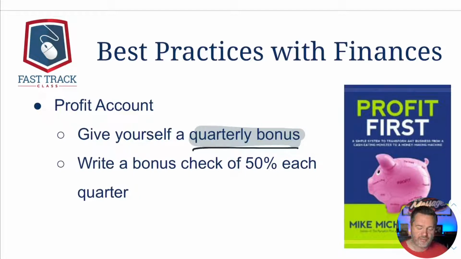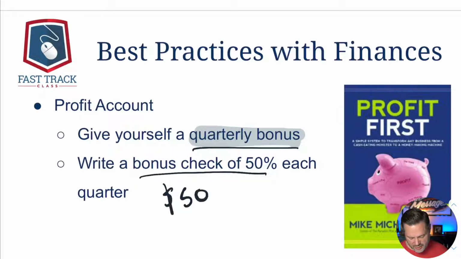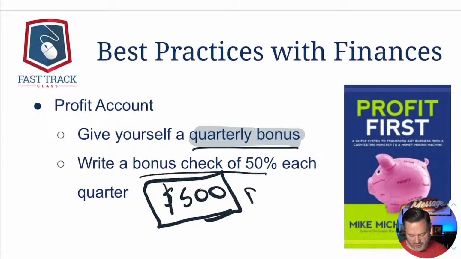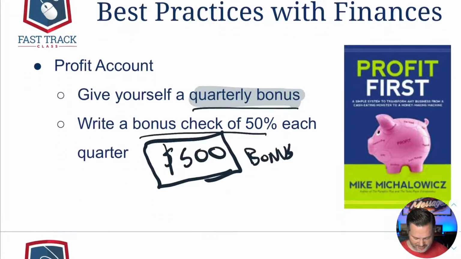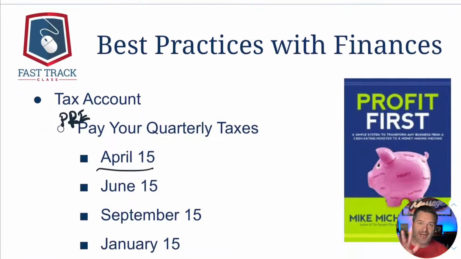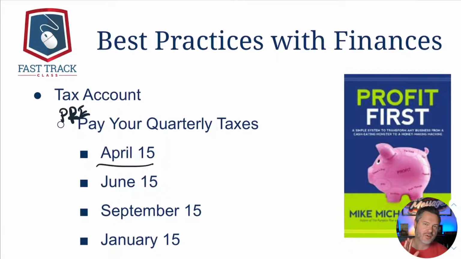And so what Profit First recommends is that you give yourself a bonus check of 50%. So if it's $1,000, that means at the beginning of a quarter, I get $500 as a bonus for owning a business. How awesome is that? Pretty cool, huh? Awesome. All right. That's finances. So as you can see, you can structure this to make it work for you.